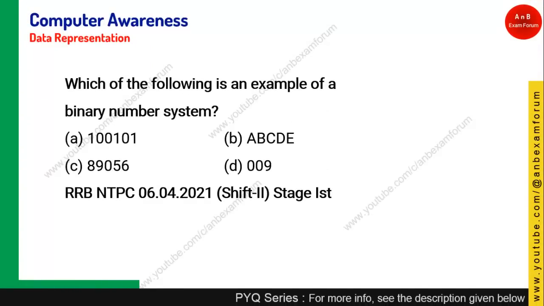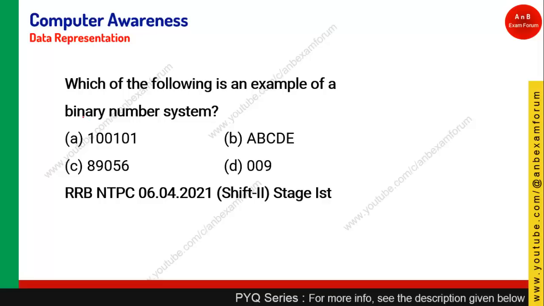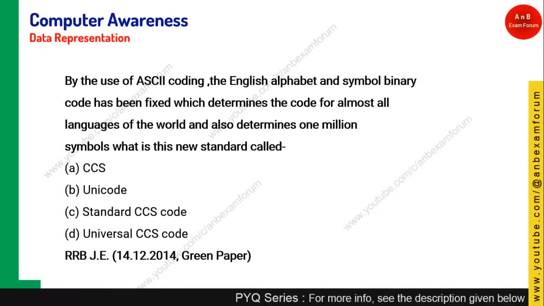Which of the following is an example of binary number system? As I told you in the earlier question also, binary means 2. So it is able to recognize 2 digits, either 0 or 1. In all of these cases, if you see, the number has only 0 and 1. So this is the correct example of binary number system. So option A is the right answer. Let's see the next question.